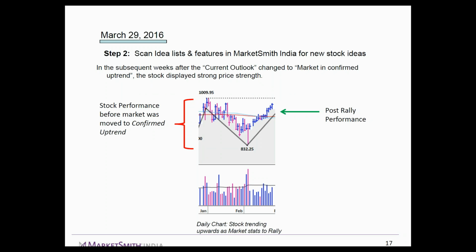So this is a chart of Piramal. After scanning through the idea list and features in MarketSmith India for new stocks, this particular stock displayed strong price strength. This red part shows the stock performance before the market moved to confirmed uptrend. And after, as we can see, the stock is making a double bottom base, and post rally, what was the performance? We'll look into the details in some time. What was the actual return which the stock gave post breakout?